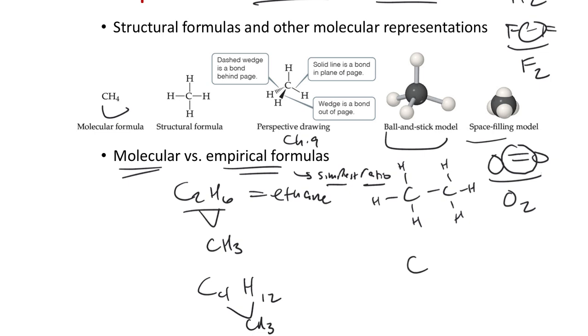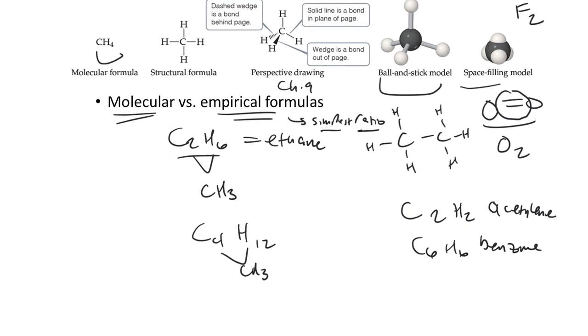Another example could be C2H2 as acetylene, or C6H6 as benzene. Now the properties of acetylene and benzene have nothing to do with each other. Just because they have the same empirical formula of CH means nothing really of consequence for those two compounds. So the only reason I think we bring up empirical formulas in this chapter is so that you can recognize the simplest ratio can be written. We can look at these two compounds and see that they have the same simplest ratio of just C1H1 or CH.